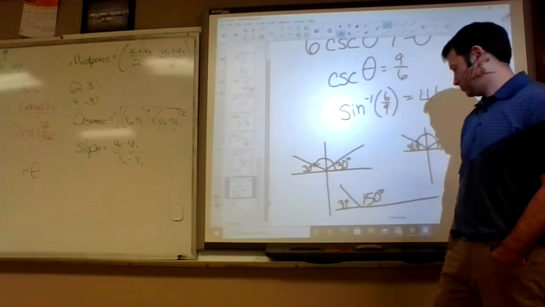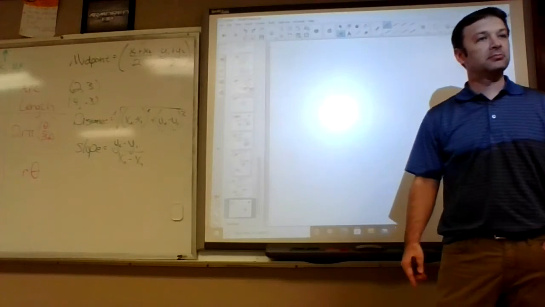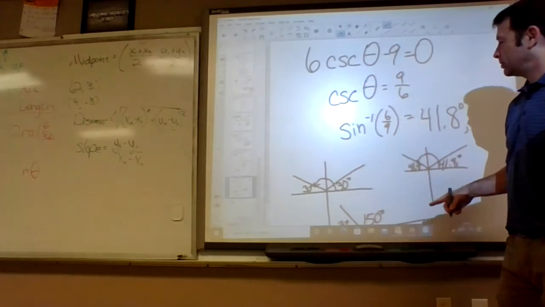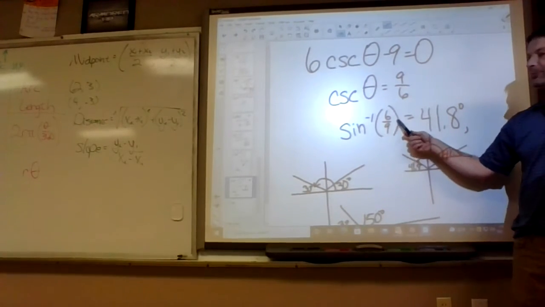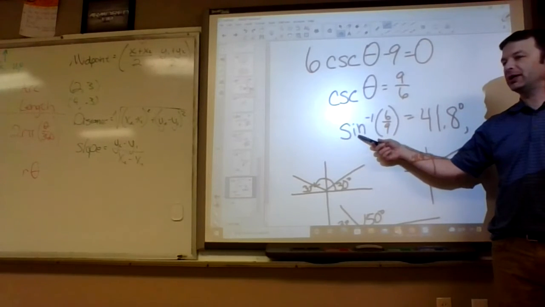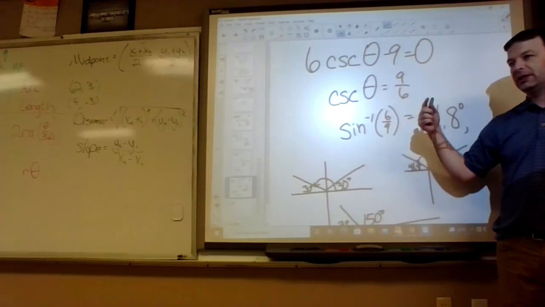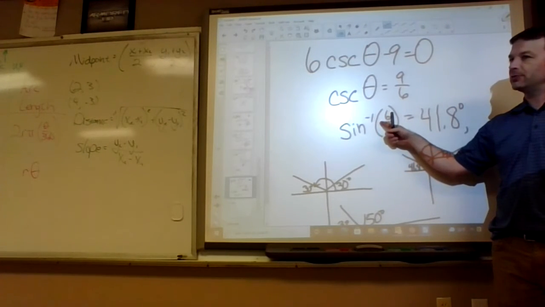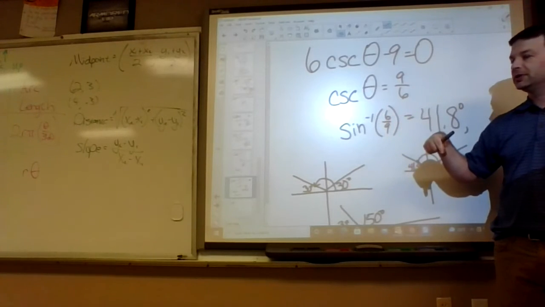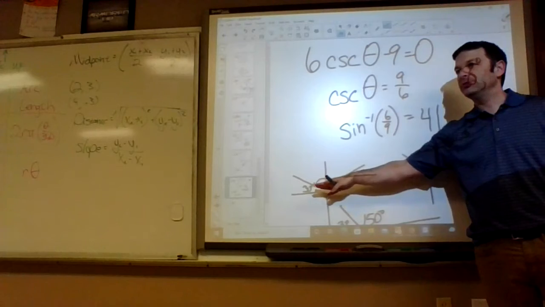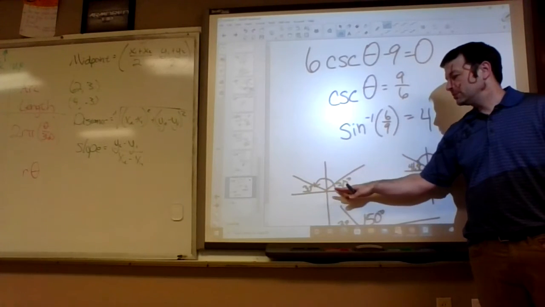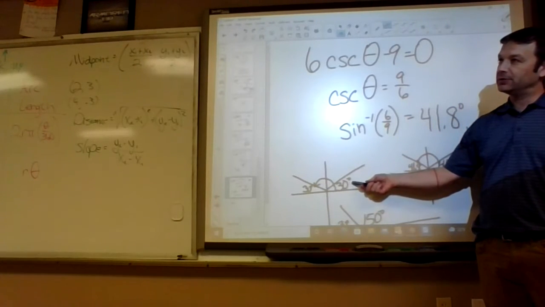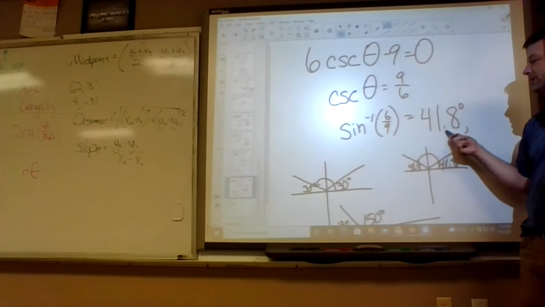So we're only trying to find what's in the quadrant that's positive. Because this is a positive value, we want to know where sine would equal a positive value. That would be first and second quadrant. If this was negative right here, where's sine negative? Third and fourth quadrant. But because it's positive, we needed to get two angles, one in the first, one in the second quadrant, that have 41.8 degrees as a reference angle.